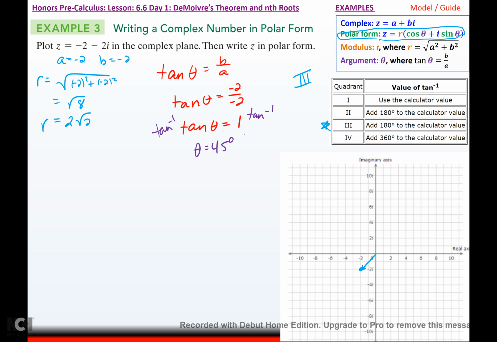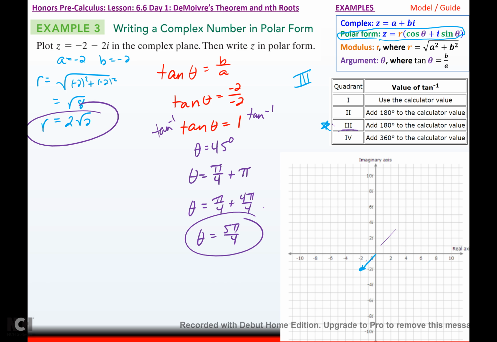So if Math Excel is working in radians, I do it in degrees and then I switch it to radians. So theta equals pi over 4. However, I'm in quadrant 3. Pi over 4 is up here in quadrant 1, so I need to be down here in quadrant 3. So whatever calculator answer you get, since my point is in quadrant 3, I'm going to add 180 or pi to my theta, which would be theta equals pi over 4 plus 4 pi over 4, which gives me theta equals 5 pi over 4.